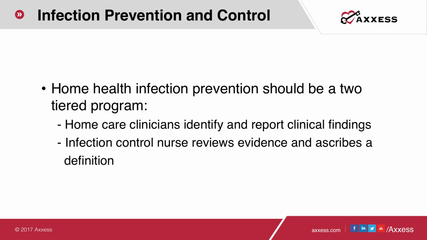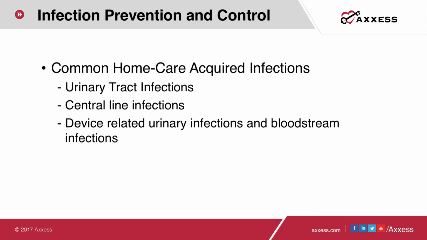So that might be something that we look at as well. Your home health infection prevention should be a two-tiered program where home care clinicians identify and report clinical findings, and then you have an infection control nurse who reviews evidence and ascribes a definition. And what do I mean by definitions? You have common home care acquired infections.